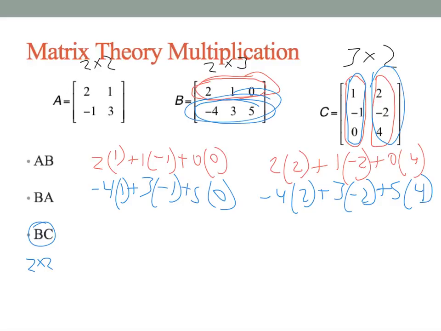So for the top left, we're going to get 2 minus 1 plus 0, so 1. For the top right, we're going to get 2 times 2 is 4, minus 2 is 2, plus 0, so just 2. The bottom left, we're going to get -4 minus 3, so -7, plus 0, so -7. And then on the bottom right, we're going to get -8 minus 6, so -14, plus 20, which is going to be +6. And there is our final answer.